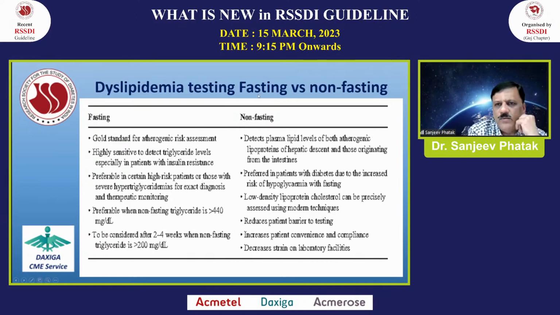Actually, these days, most of the time, the non-fasting lipid levels are considered very appropriate because they can detect the lipid levels of both atherogenic lipoproteins of hepatic origin as well as those originating from the intestines. Because if you are not fasting, the food also can contribute to the triglyceride, and that is why you can know the postprandial increase of the triglyceride. So it can detect both hepatic as well as intestinal contribution to the lipids. It is also preferred in patients with diabetes due to the increased risk of hypoglycemia with fasting.